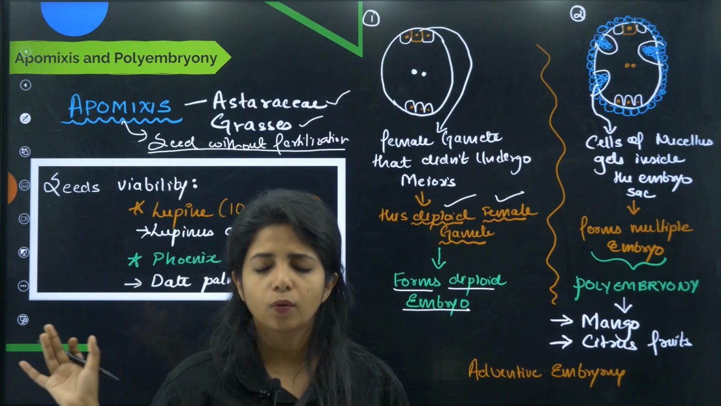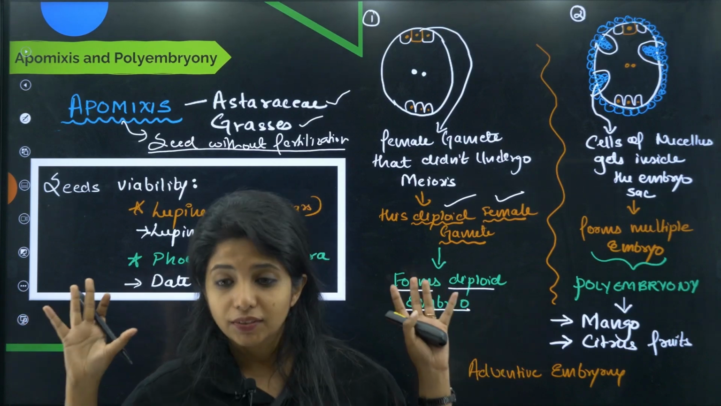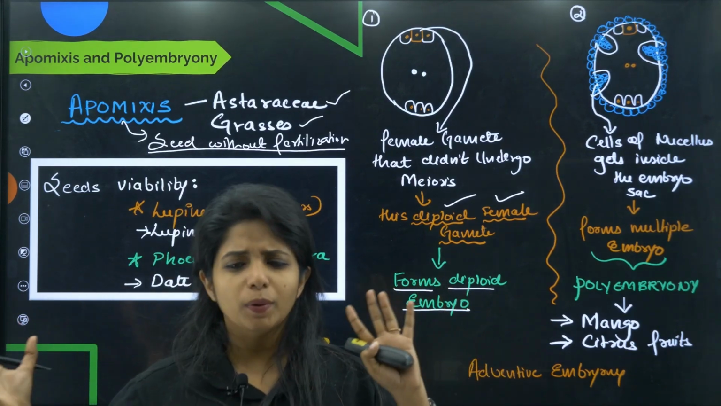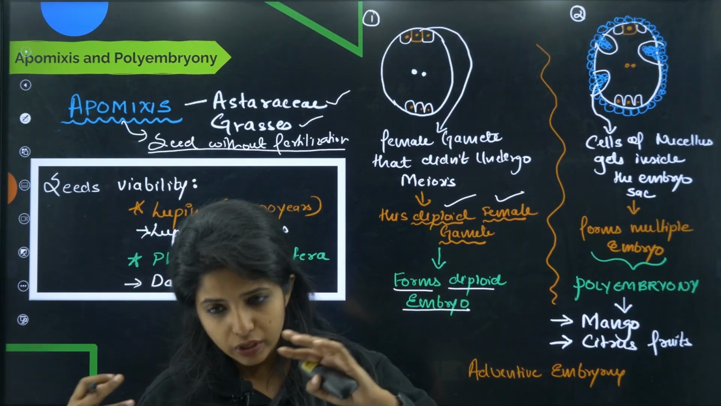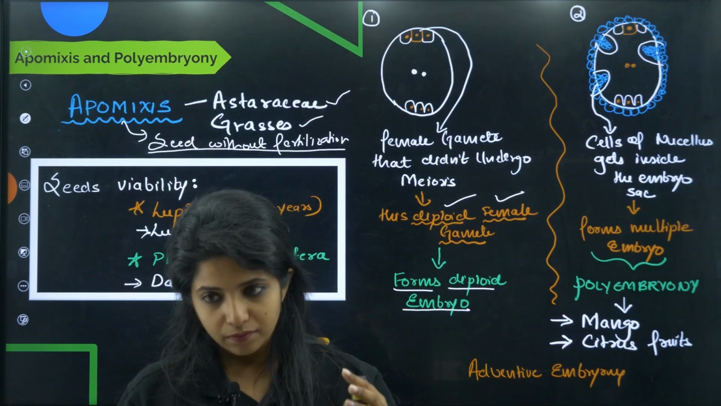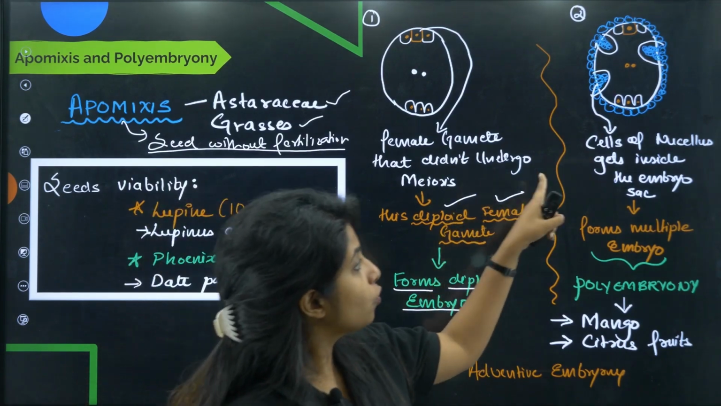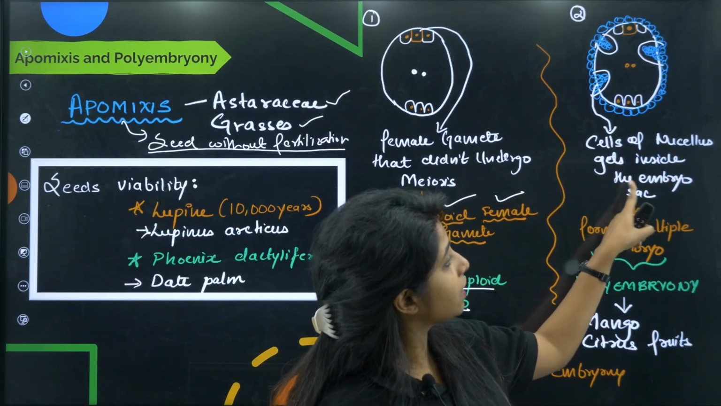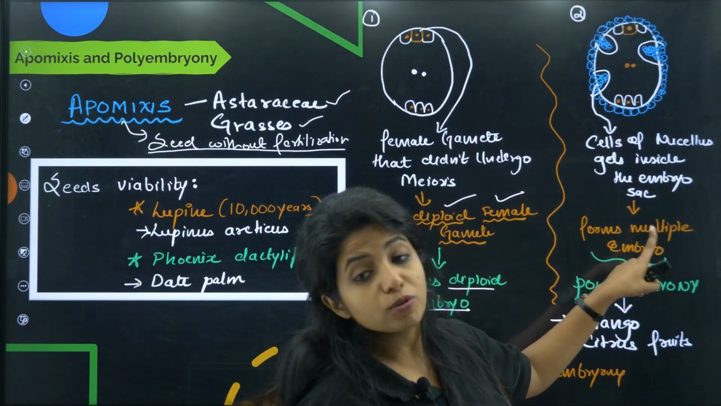Don't ask me how, why and why not. It happens like that, and this is known as apomixis. So there will be so many chemicals and hormones being released which would be leading it to an embryo, but yes, it definitely forms an embryo. So over here the cells of the nucleus get inside the embryo sac and form multiple embryos.